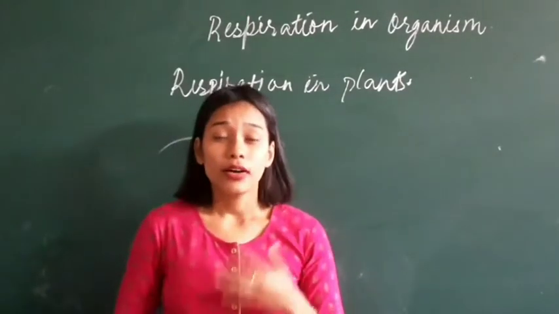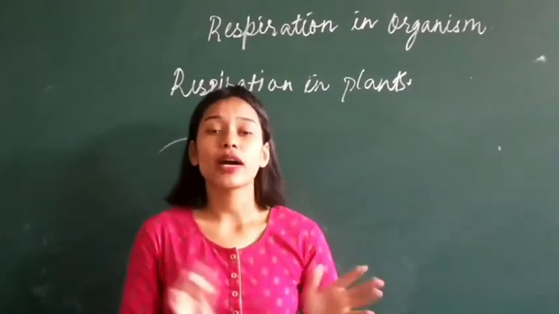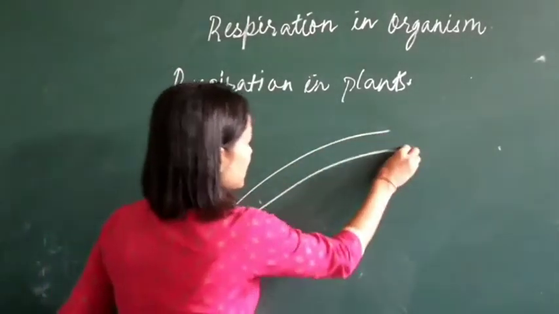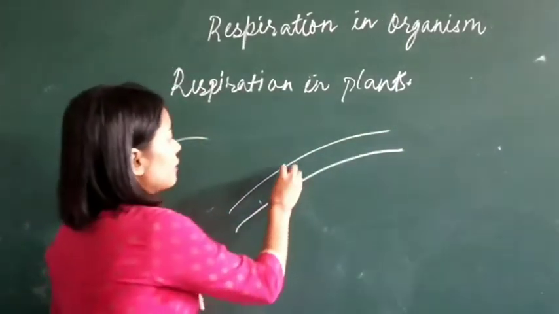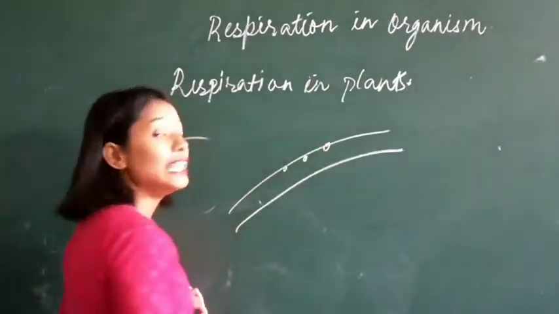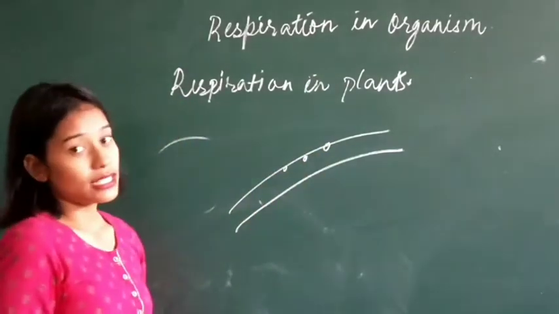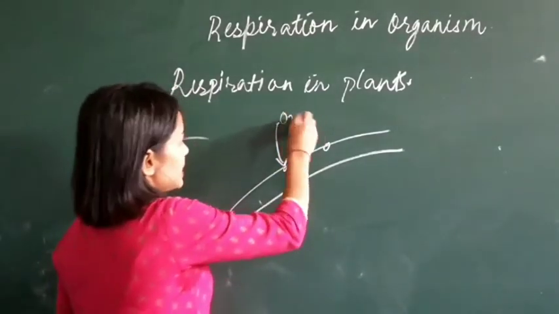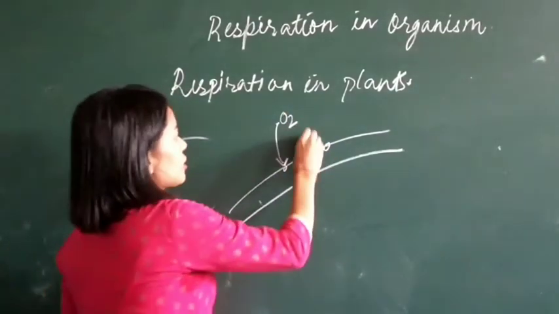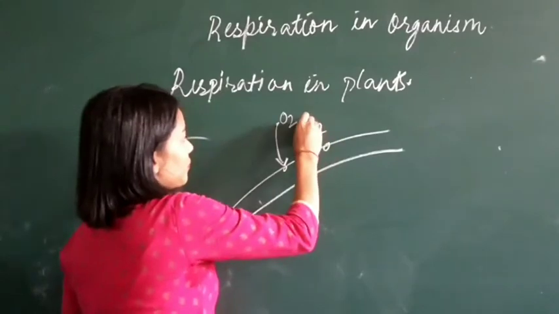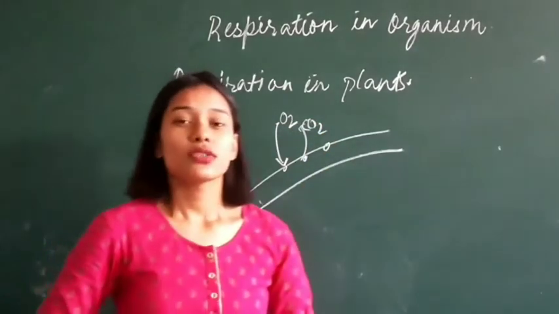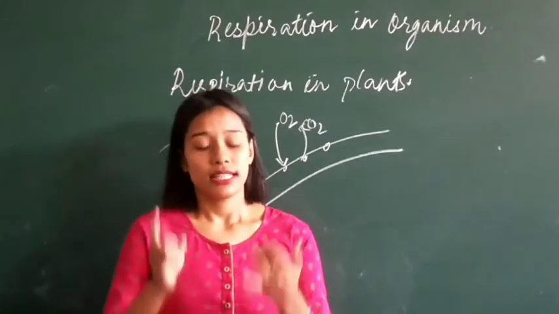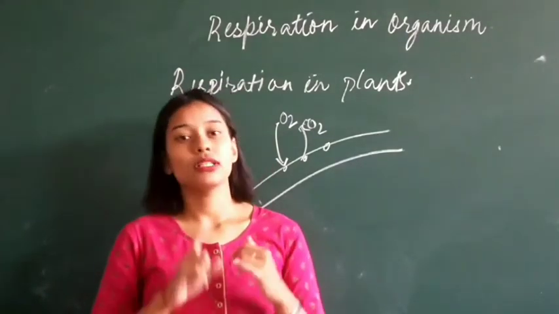Now respiration takes place in different parts of the plant. In green stem also respiration takes place. You will find small holes there called lenticels, and from these lenticels diffusion of oxygen takes place and release of carbon dioxide. So in this way, the process of respiration occurs in human beings, animals and plants.